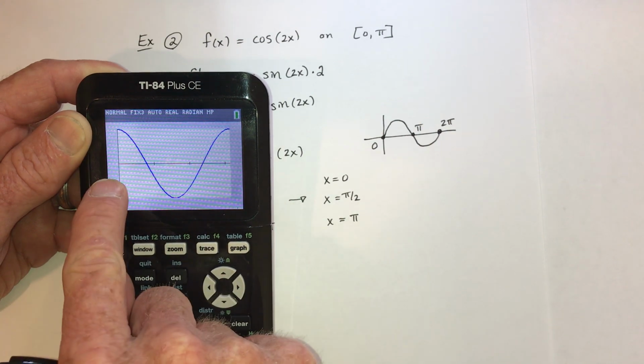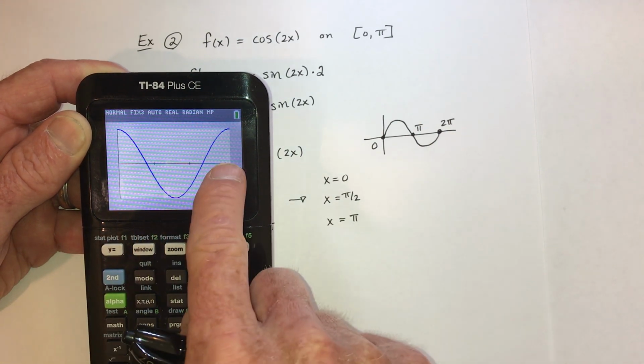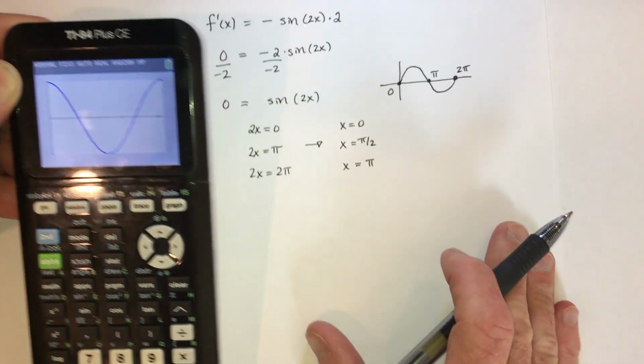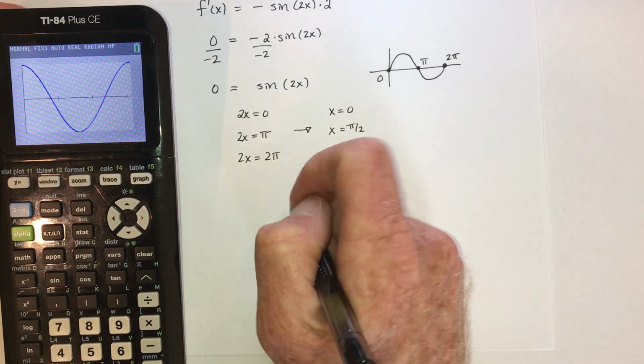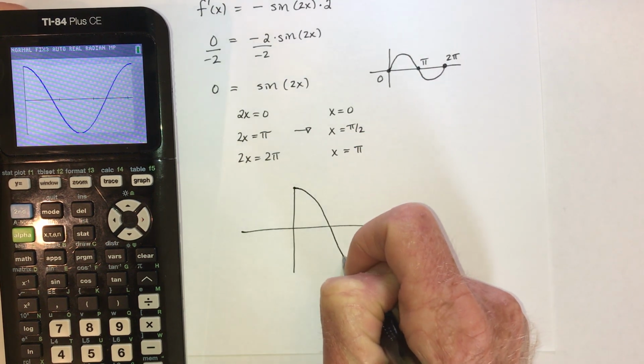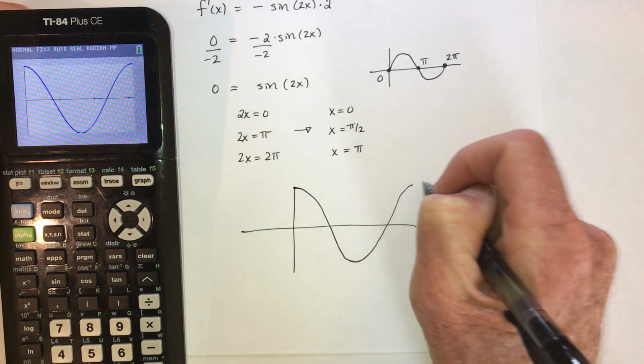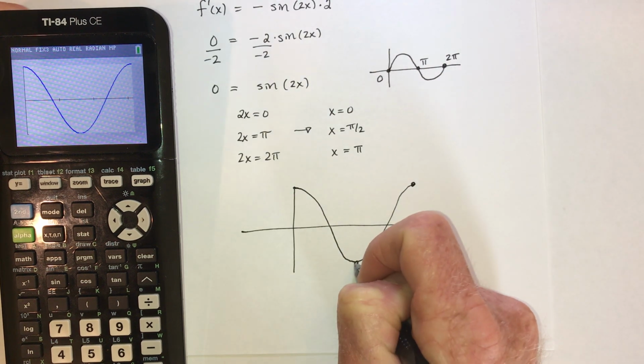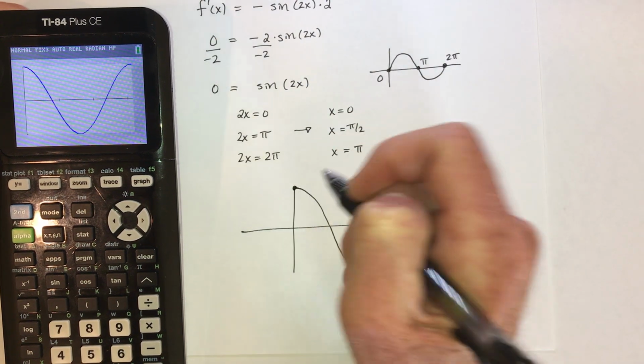So this would be 0, this would be pi over 2, and this would be pi. Now graph it and label. So the function looks like this, and then label the 3 answers.